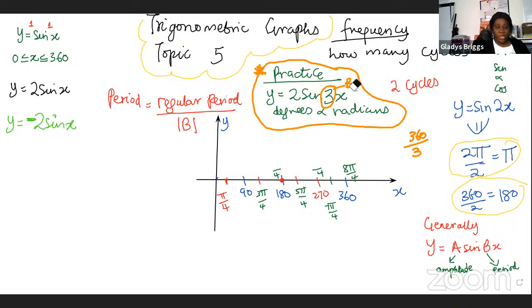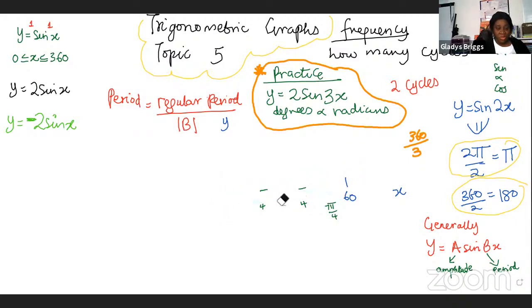what we have is y is equal to 2 sine 3x. So we know what our amplitude is going to be. It's going to be 2. Yeah. That's too much. I need to make that smaller. Okay.